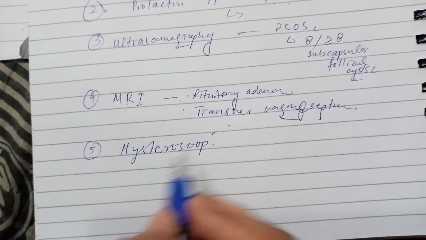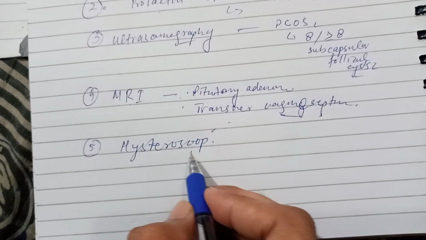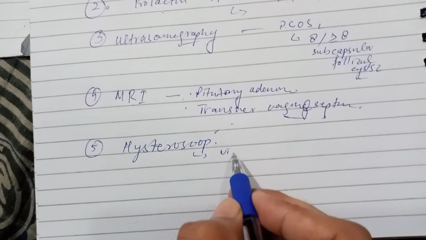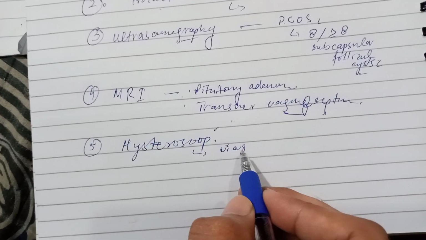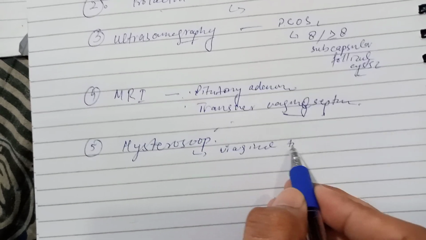And the next one is hysteroscopy. We visualize the vaginal tract.